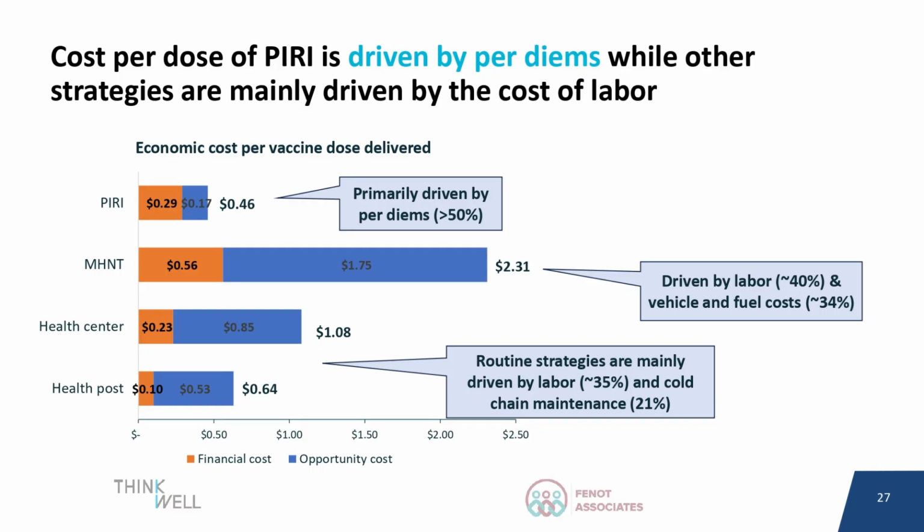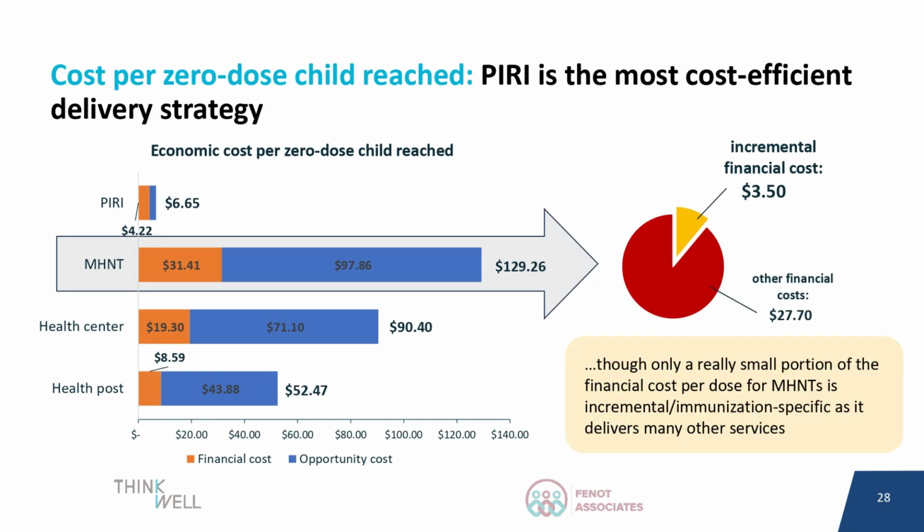In terms of cost drivers, the main cost driver for PIRI was per diem and delivery allowance, and for the mobile health and nutrition team, labor and vehicle and fuel were the main drivers. For the static ones, health center and health posts, costs were mainly driven by labor and cold chain equipment and maintenance. Next, please.